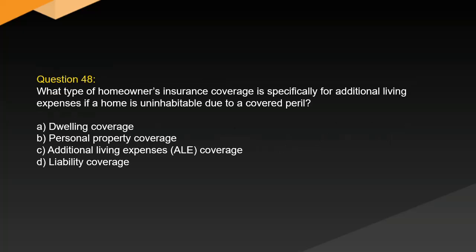Question 48. What type of homeowner's insurance coverage is specifically for additional living expenses if a home is uninhabitable due to a covered peril? A. Dwelling coverage. B. Personal property coverage. C. Additional living expenses, ALE coverage. D. Liability coverage.